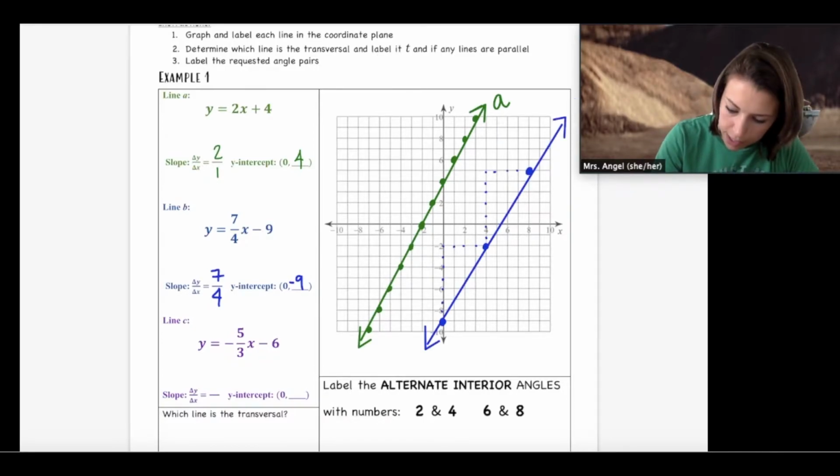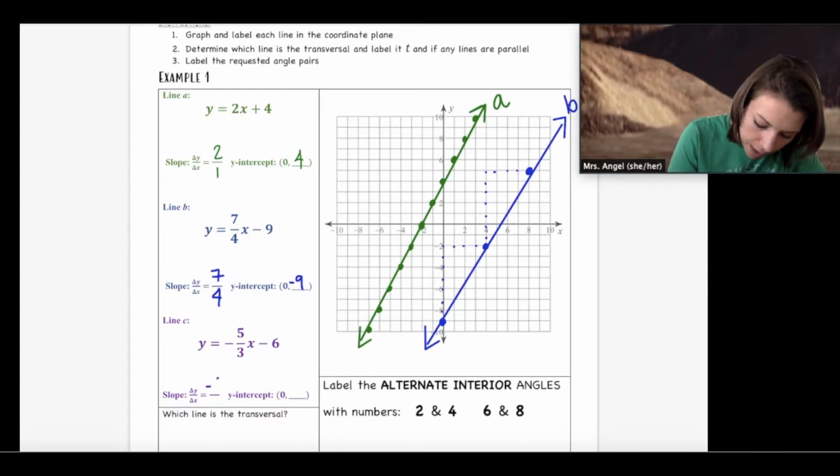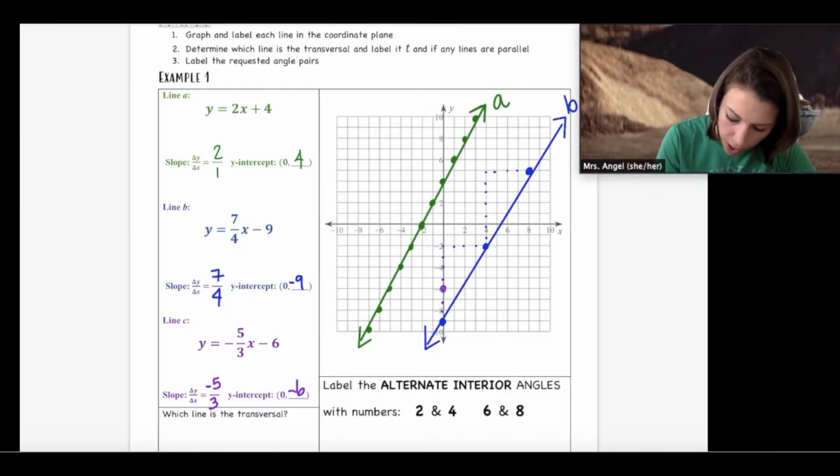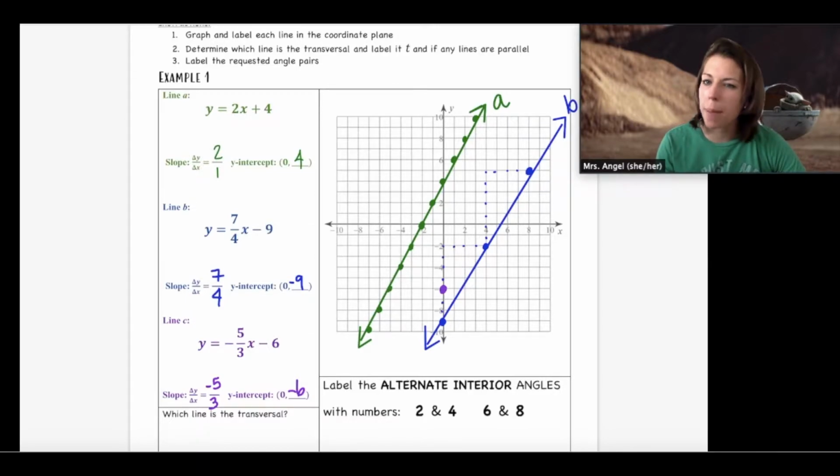There is line B. Finally, line C has a slope of -5 over 3 and a y-intercept of -6. So let's graph line C. Can't go down and to the right, so I'll go up and to the left.